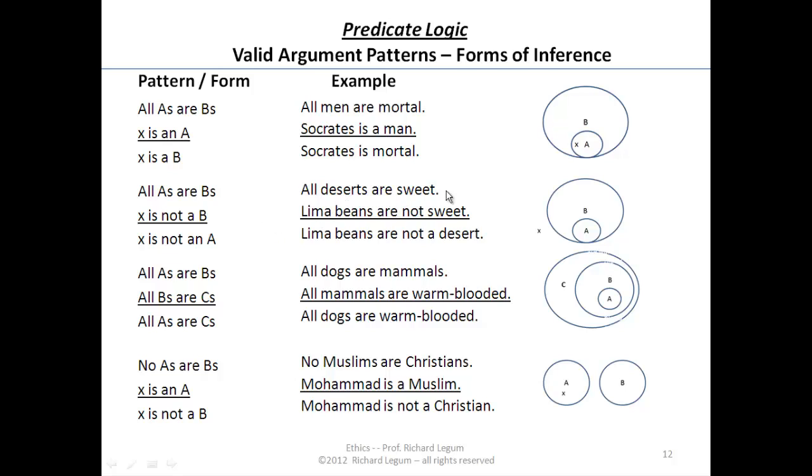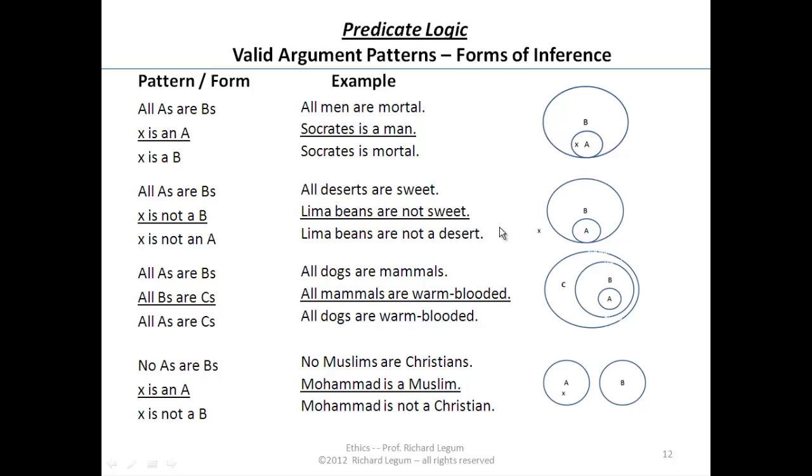And notice it's all A's are B's again. So we have all A's are B's, the first premise. In other words, if we draw a circle, we put everything that's an A in that circle. If we have the circle of all things that are B's, everything in the A circle is going to be inside the B circle. Well, the second premise tells us X is not a B. That is, X is over here, right? Outside the circle of B's. Well, if X is over there, X is not an A. X can't possibly be inside that circle. Again, valid pattern of inference.